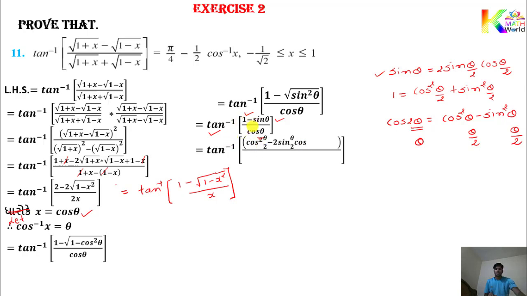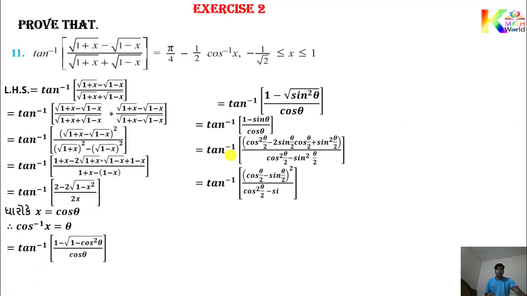1 can be written as cos square theta by 2 plus sin square theta by 2, and sin theta can be written as 2 sin theta by 2 cos theta by 2. And cos theta can be replaced by cos square theta by 2 minus sin square theta by 2 as we discussed. So now in numerator you can see this is a perfect square. So you can write here cos theta by 2 minus sin theta by 2 whole square in numerator. And these we keep as they are.